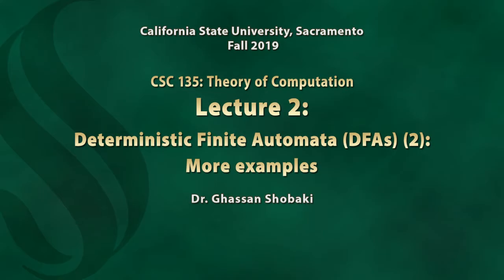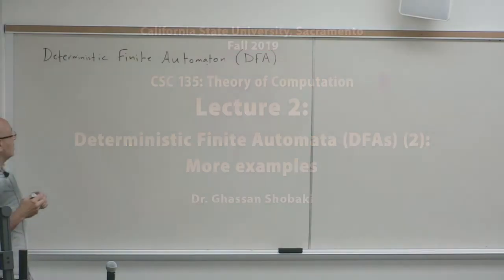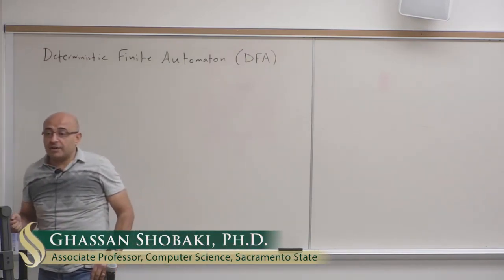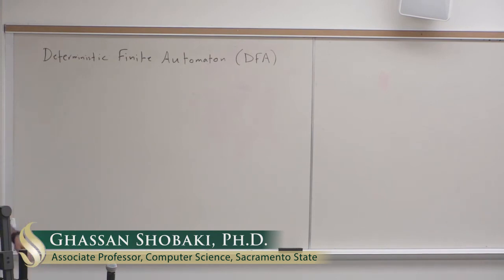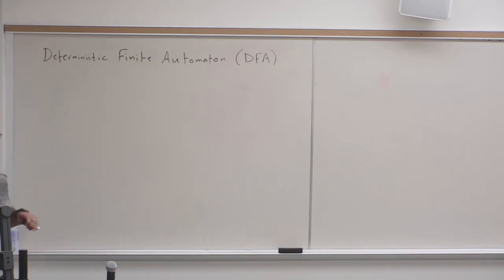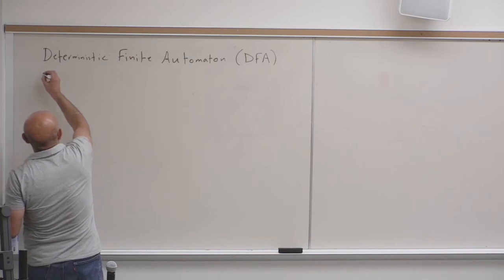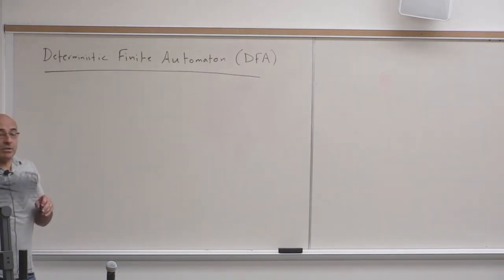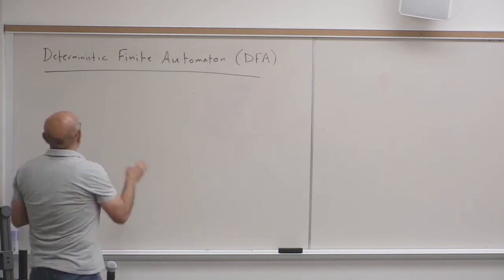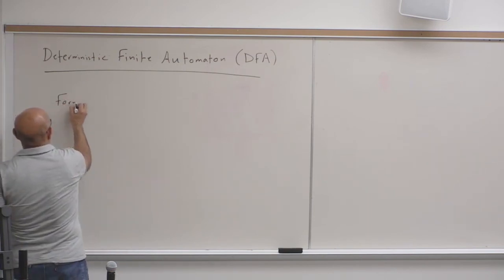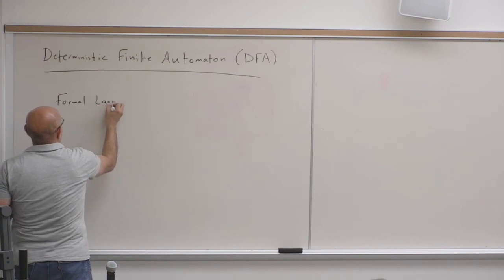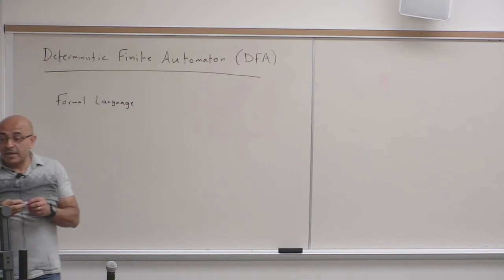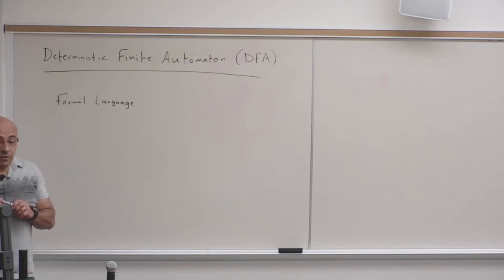Well, today we will be talking about deterministic finite automata. The concept of a deterministic finite automaton was introduced last time. Before we introduce the concept of a finite automaton, we introduce the concept of a formal language. Formal language. And what's a formal language?